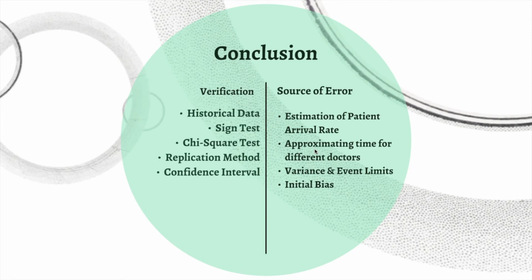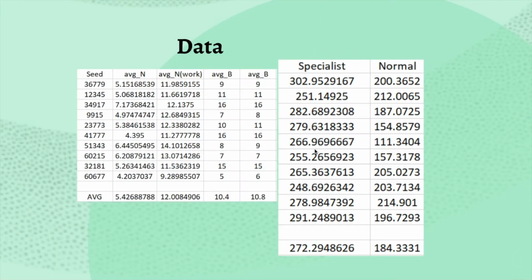We find that the average number of patients in the system is approximately 5.427 people per day, and if we only count the working hours, then N is nearly 12 people. In addition, before we warm up the system, the average number of patients getting booked is 10.4 every day, and after the system gets warmed up, this figure increases to 10.8.